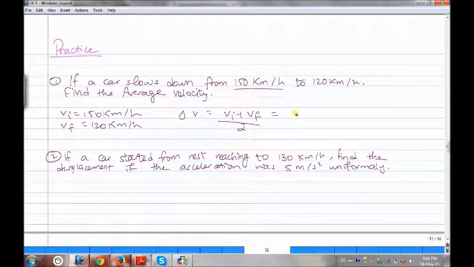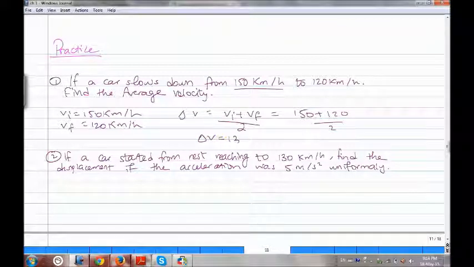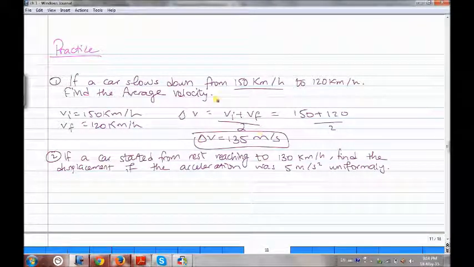So it's going to be 150 plus 120 divided by 2. So the answer for the average velocity will be 135 meter per second. And that's the answer. And this is the formula that we used.